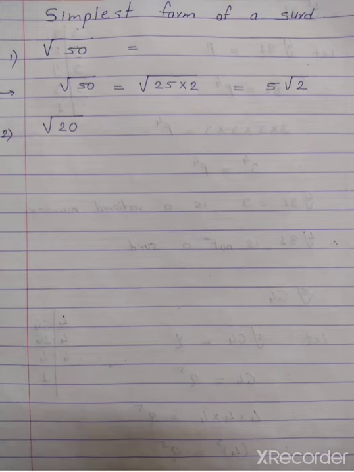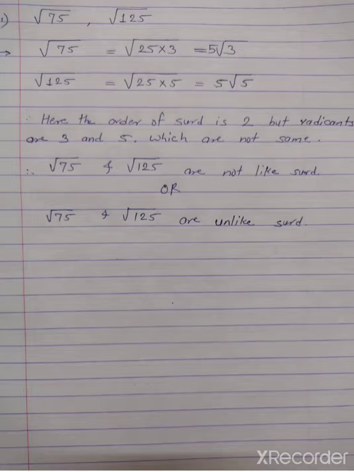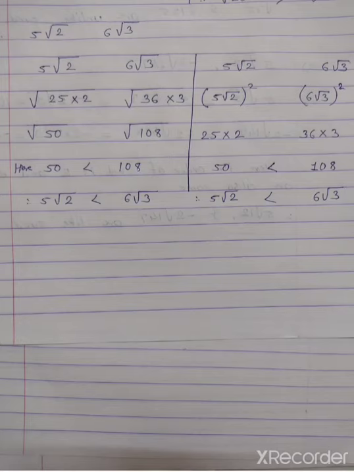Then we find the simplest form of a given quadratic surd by using square numbers. Then we find like surds and unlike surds by using the simplest form of given surds. And in the last question, we compare given surds as greater than, less than or equal to by using these two methods: either take the constant inside the radical sign, otherwise take the square on both sides.